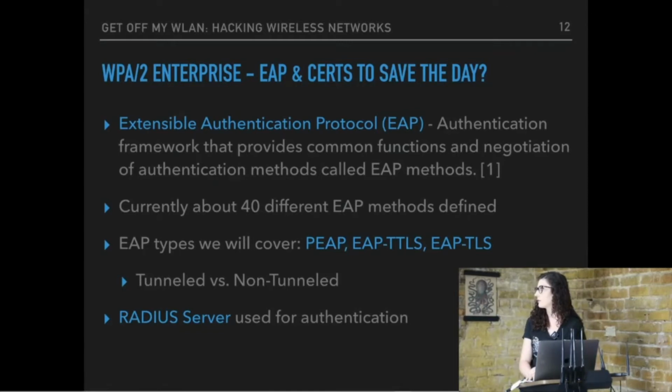However, we're only going to cover 3 of those today, which are the most common configurations for wireless networks. And those are protected EAP, EAP TTLS, and EAP TLS. And with the WPA Enterprise configuration, this uses a RADIUS server for authentication, and that's where these EAP methods are configured.